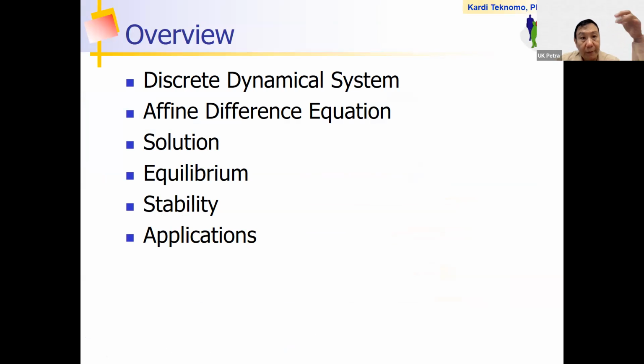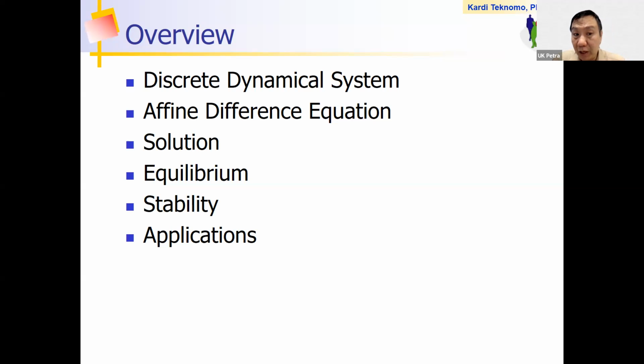I'll discuss what is difference equation in this case, okay? And then I'll discuss the simplest form of difference equation with this first order and affine. And then I'll show you the solution. So the most important part is the equilibrium and stability.